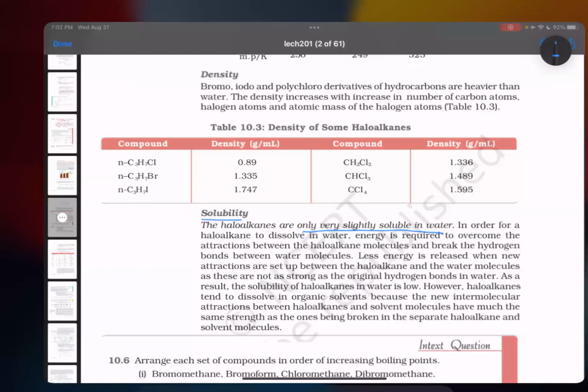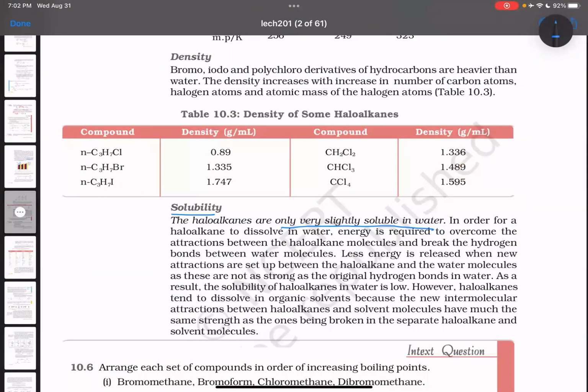Is it clear? So I hope this is clear, hydrogen bonding, but this thing is very, very important. It will be used in all the subsequent chapters. So this you need to remember.